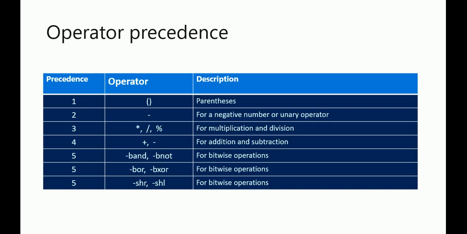Operator precedence. This is important to understand. The operators we are using: the parentheses, and this sign is used for a negative number or unary operator. These three signs, multiply, division, and modulus, are for multiplication and division. Plus and minus signs are used for addition and subtraction. And -band and -bnot are used for bitwise operators, and all these are bitwise operators.